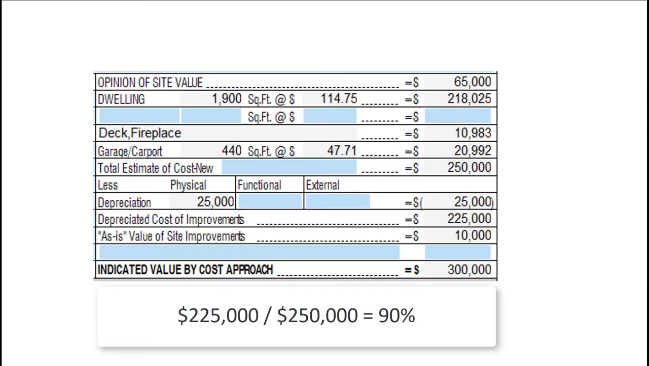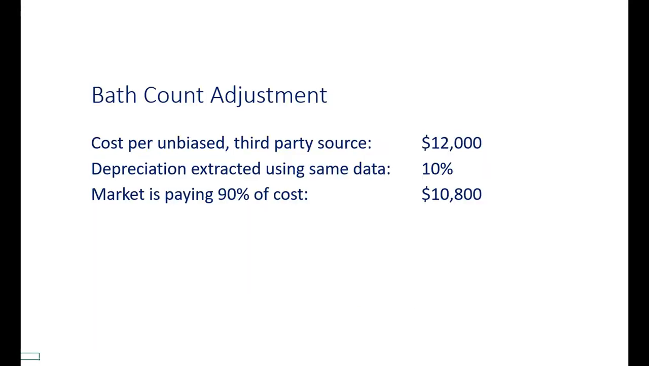Remember our cost approach example that showed the market paying 90% of cost? Here's how to develop a bath adjustment. Per our source of third-party, unbiased cost data, the cost of a bath at the time of construction, but not adding a bath to an existing house, is $12,000. Using the same cost data, we saw there was 10% depreciation. So, if the market is paying 90% of cost, we have support for an adjustment of $10,800. This is support, not proof, since there is no such thing as a proven adjustment.